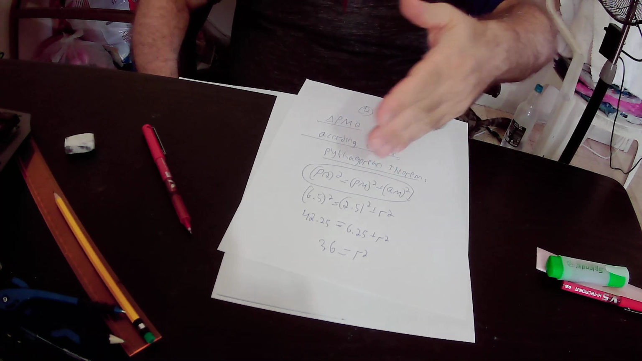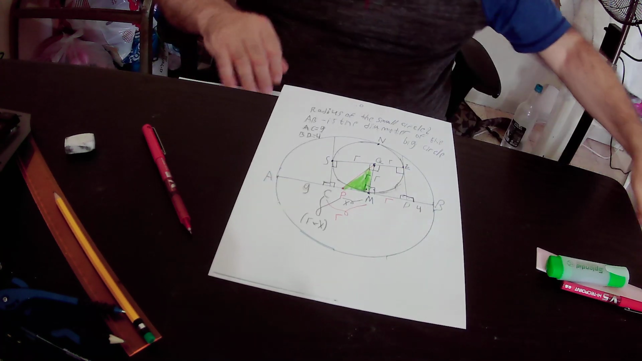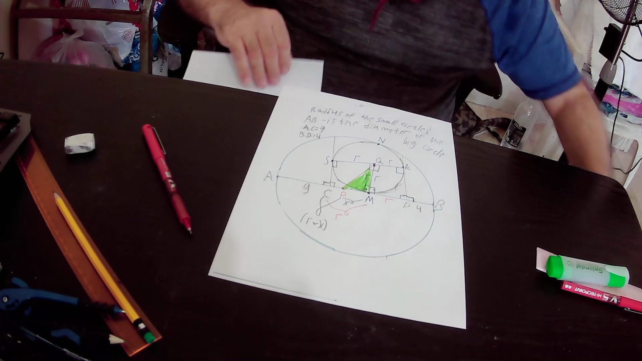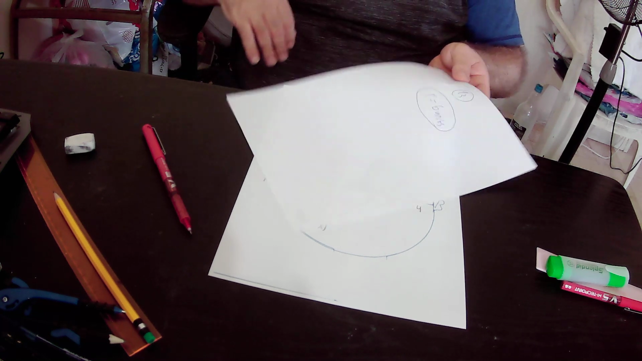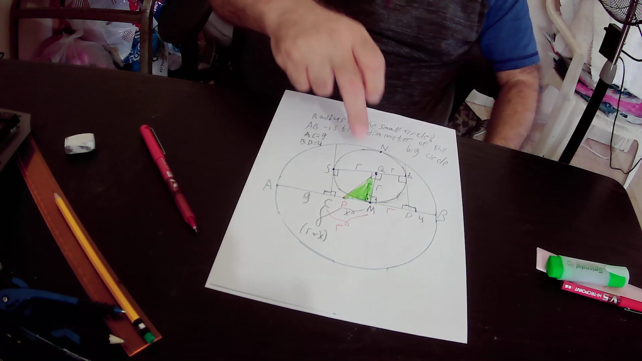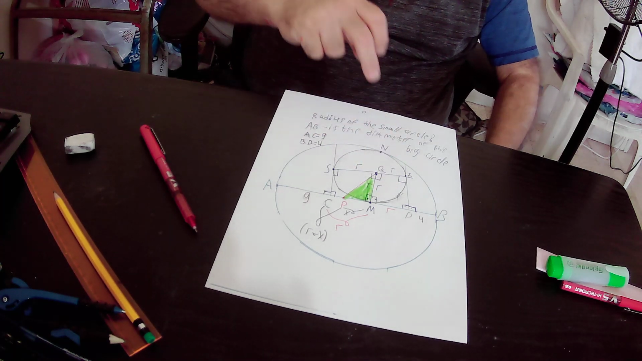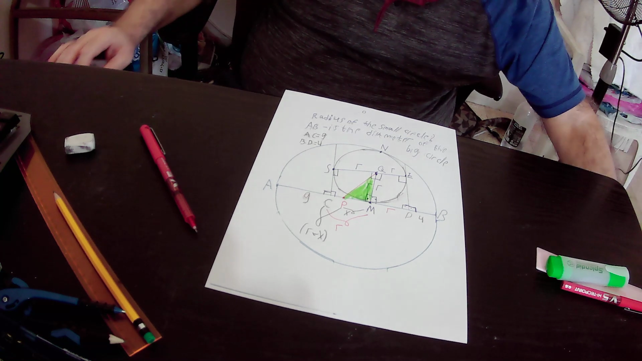So we put the data inside this equality, and we got that the radius of the small circle equals 6 units. Again, the radius of this small circle equals 6 units. Okay, thank you very much.